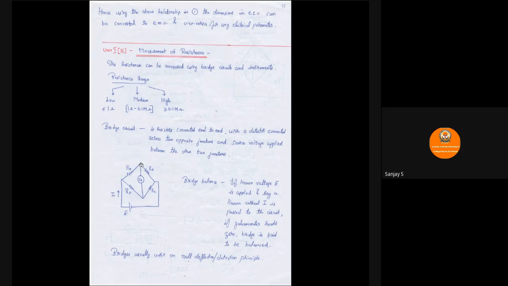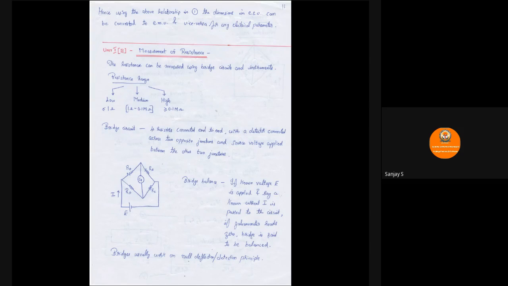So we are going to connect the detector. This G, whatever you are seeing, which is a galvanometer, is nothing but a detector. The name is detector because it is going to detect whether the bridge is balanced or not. So this detector is connected across 2 opposite junctions. And then let us continue. And source voltage is applied between the other 2 junctions. So you can see here the junction between RA and RD, RB and RC is connected to battery E or source voltage E. So this defines the bridge circuit.